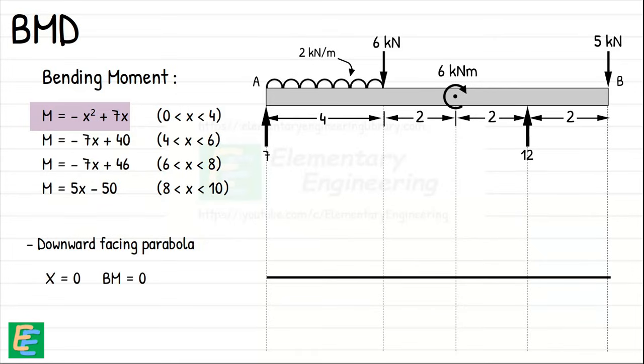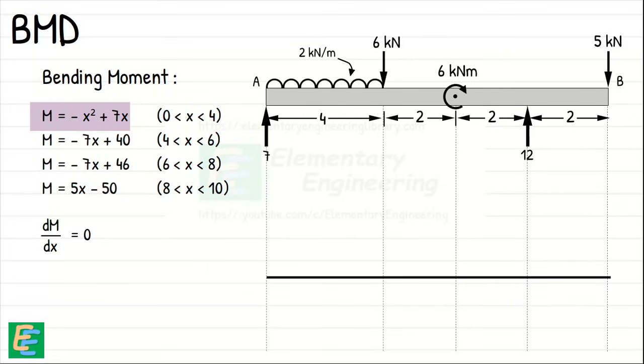Also, at x equal to 0, bending moment is 0. Then at x equal to 4, bending moment is 12 kilonewton meter. The problem is we don't know the shape of the parabola here. Will it be continuously increasing, or does it have some peak in between and then drops back? For that, first we determine the maximum or peak value of this parabola. And for that, we need to know where this peak occurs.